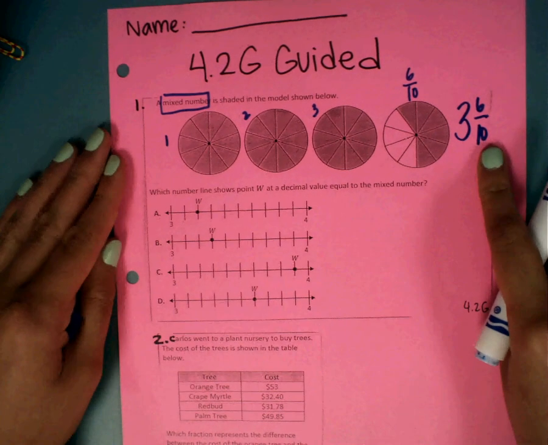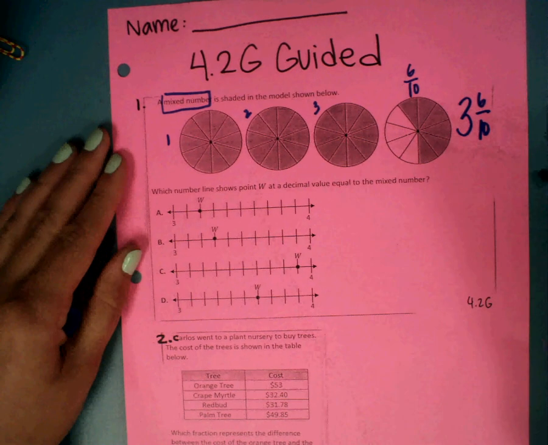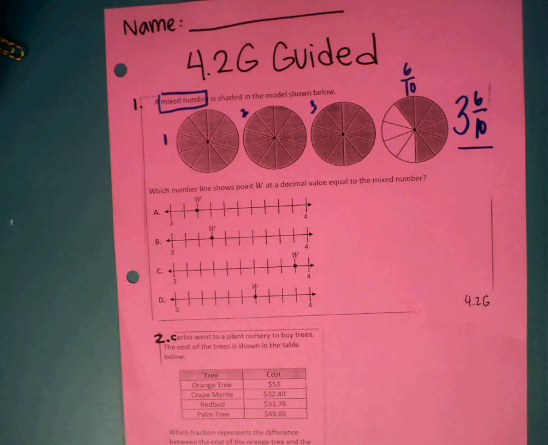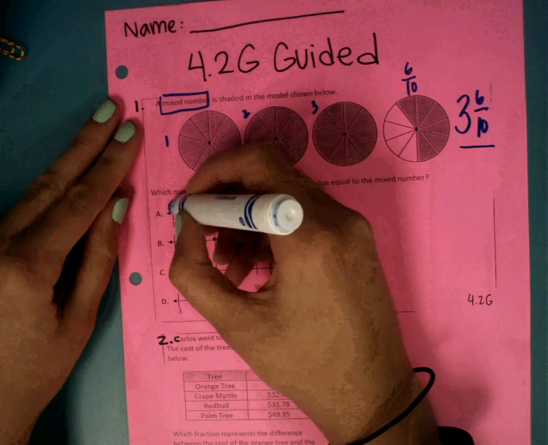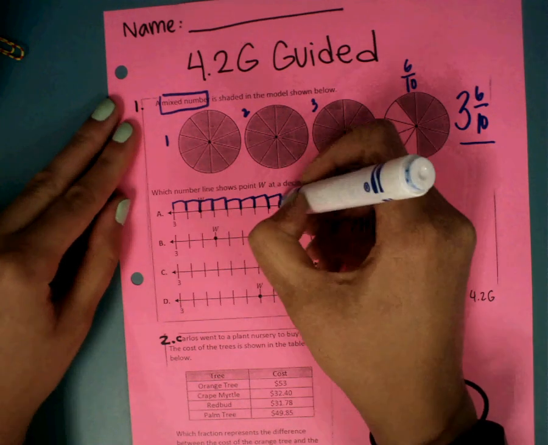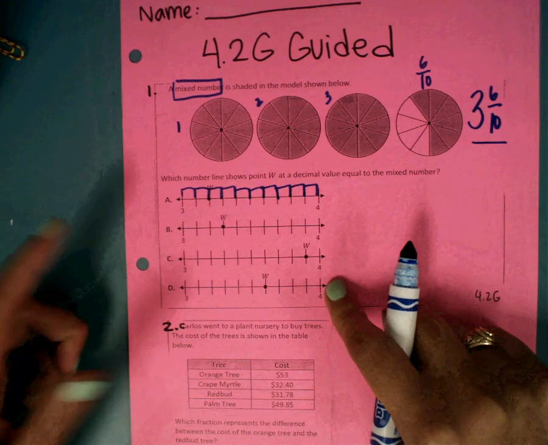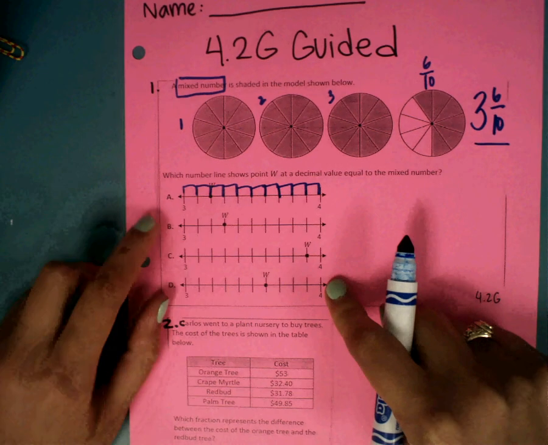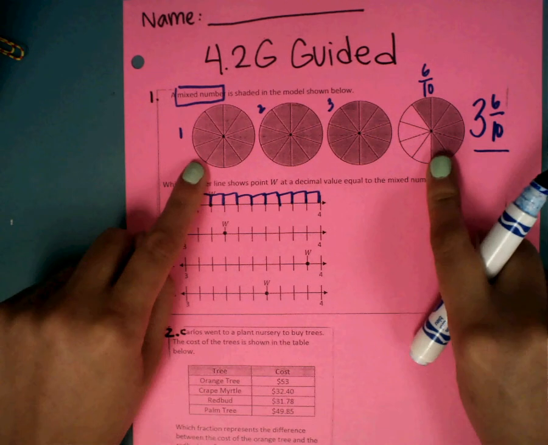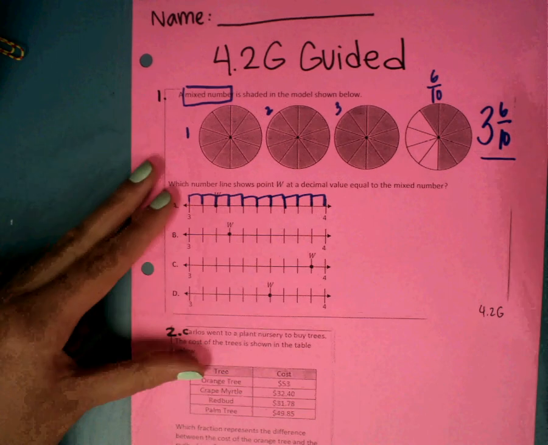So it says which number line shows point W at a decimal value equal to the mixed number. So I want this point W to be equal to 3 and 6 tenths. Okay? So first thing you need to do is what? Bump it up. Do not come back in this classroom tomorrow without these number lines bumped up. So I see that they're all between 3 and 4. That's important because that means I can't eliminate any, because 3 and 6 tenths is between 3 and 4. It's more than 3 wholes, right, because I've got this extra, but it's not quite enough to get to 4 wholes, all right?